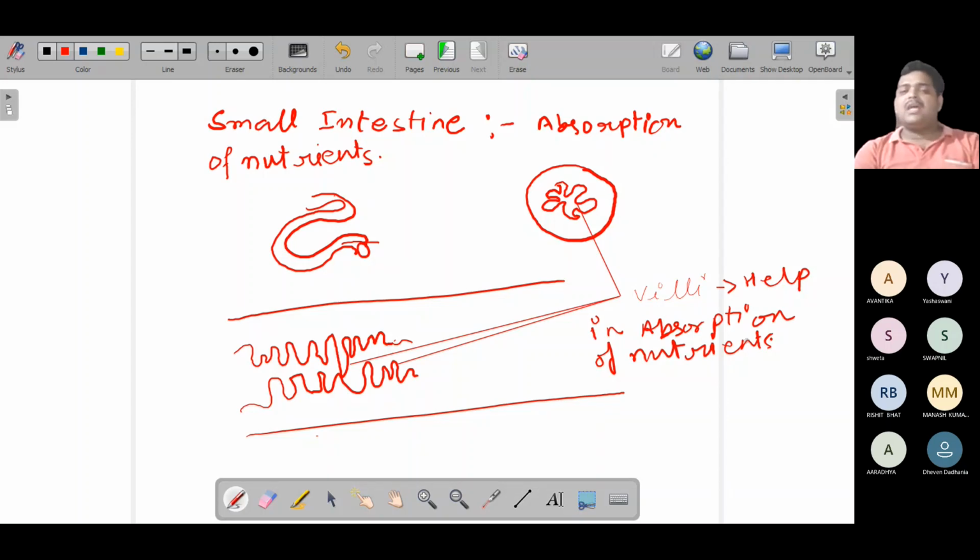And since all the absorption takes place in the small intestine, that means all the nutrients of the food are absorbed in the small intestine. All the nutrients have been absorbed in the small intestine. Then what happens in the large intestine?